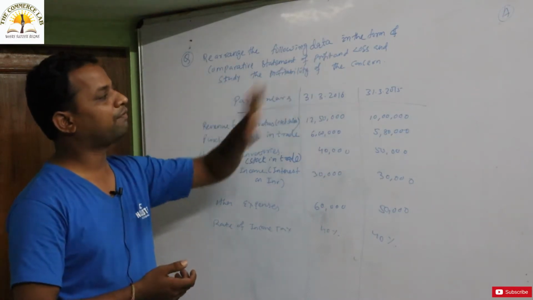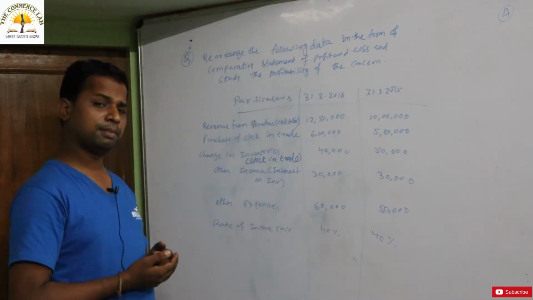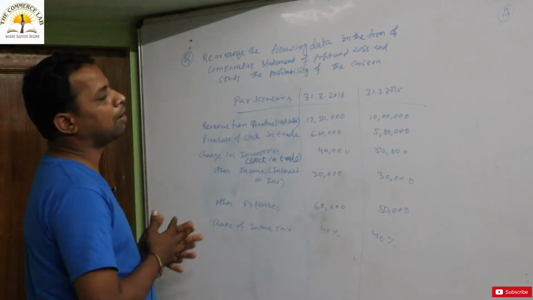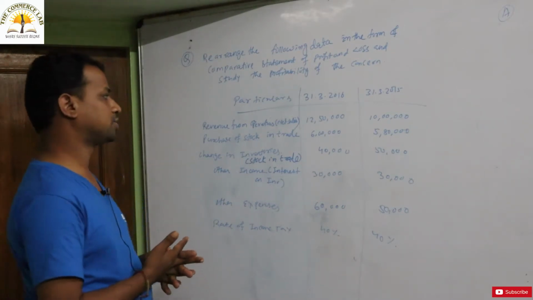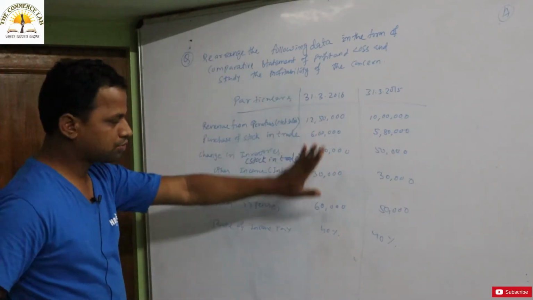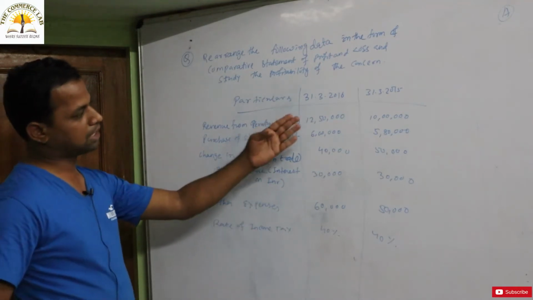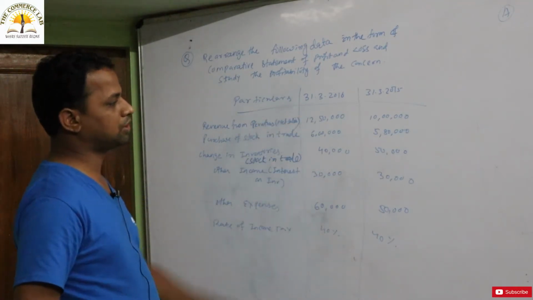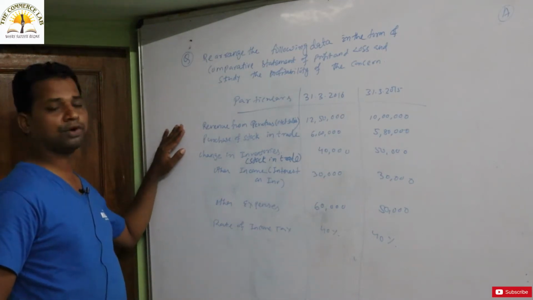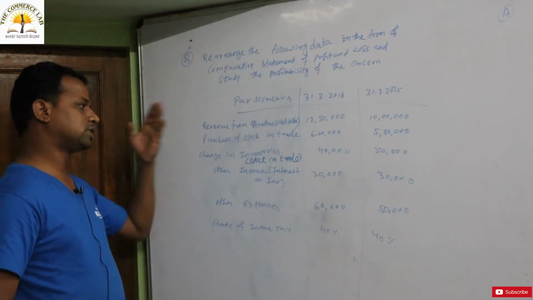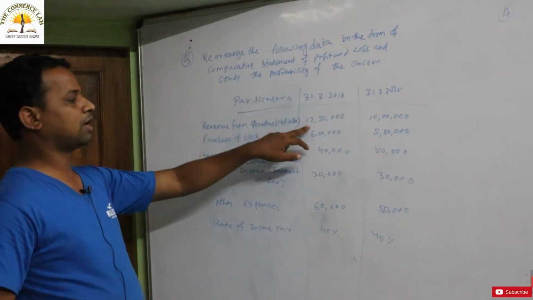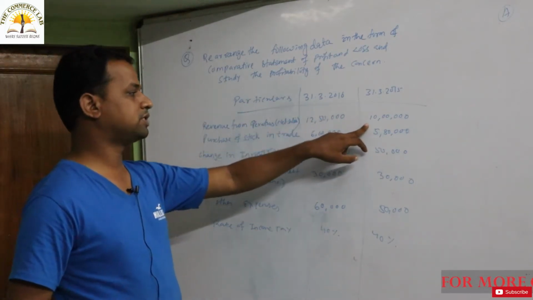Comparative statement of profit and loss. Comparative statement of profit and loss means you have to go with the comparative income statement calculation. This is the question given, a particulars column will be there, and next one will be the current year, 31st March 2016, and the previous year, 31st March 2015. First one will be revenue from operation, that we know is sales, that is clearly the revenue, what shows that is income, for the current year 12,50,000, previous year 10 lakh.